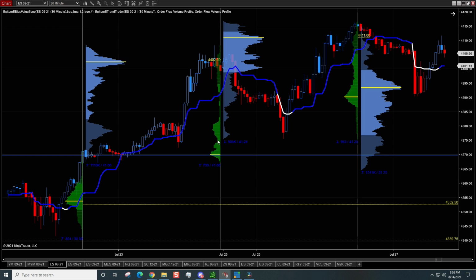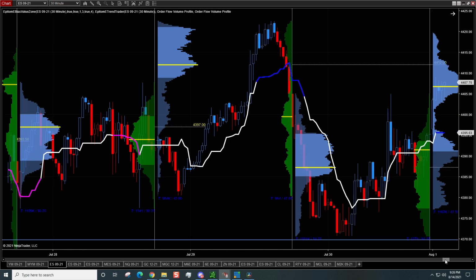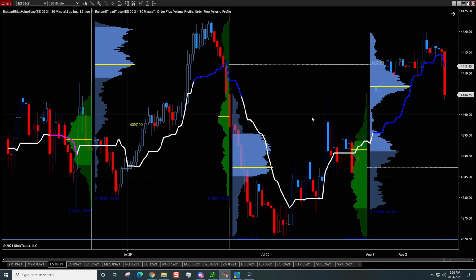Now, let's look at some examples of how we can use this POC. And this comes in the form of naked POCs. All right. So if you guys have joined me during the live streams, you've heard me talk about this time and time again. A naked POC is the point on the histogram, let's say on this day right here on July 29th. This was the most highly traded volume of the entire day.